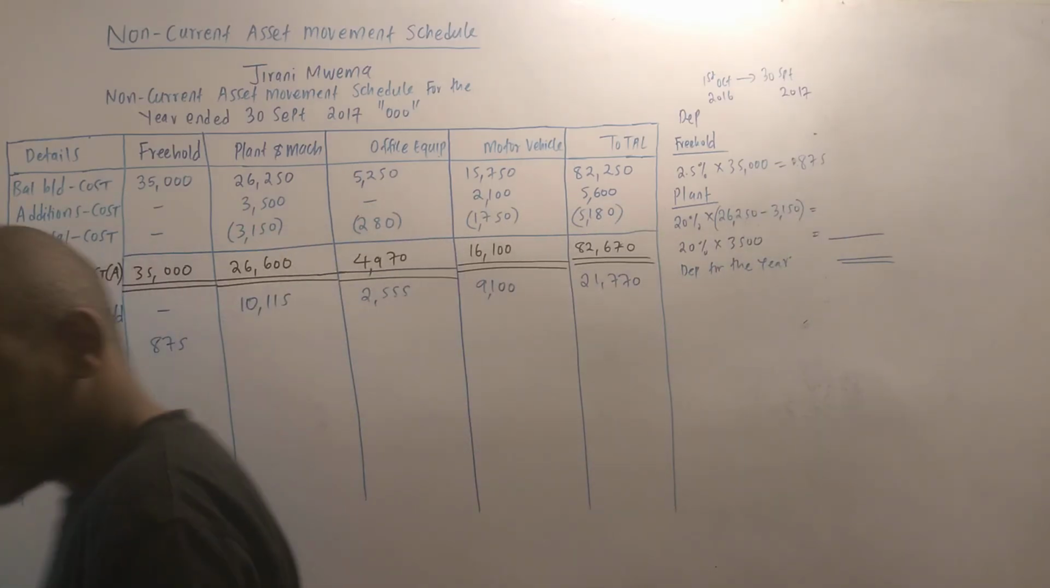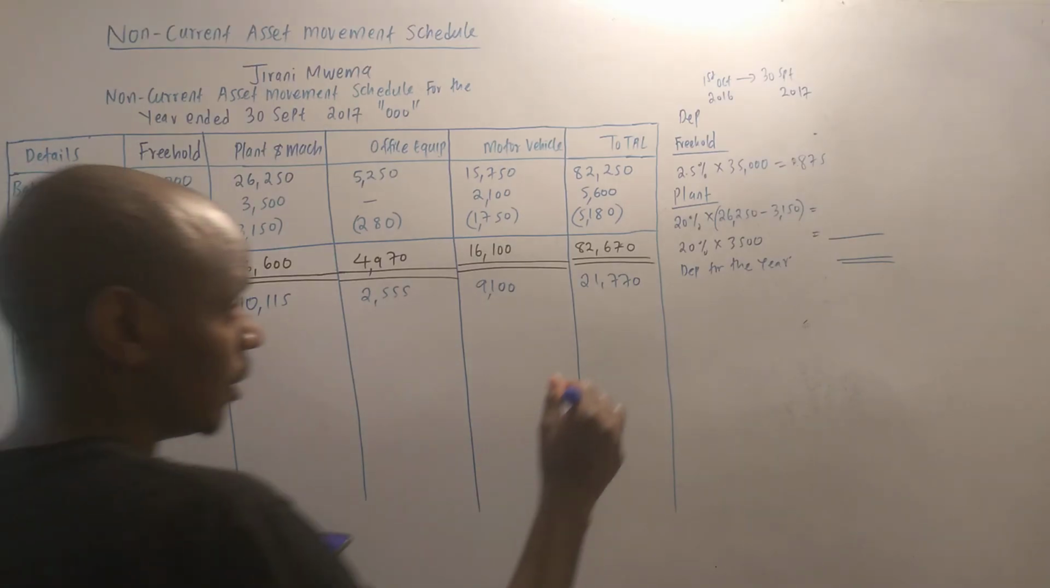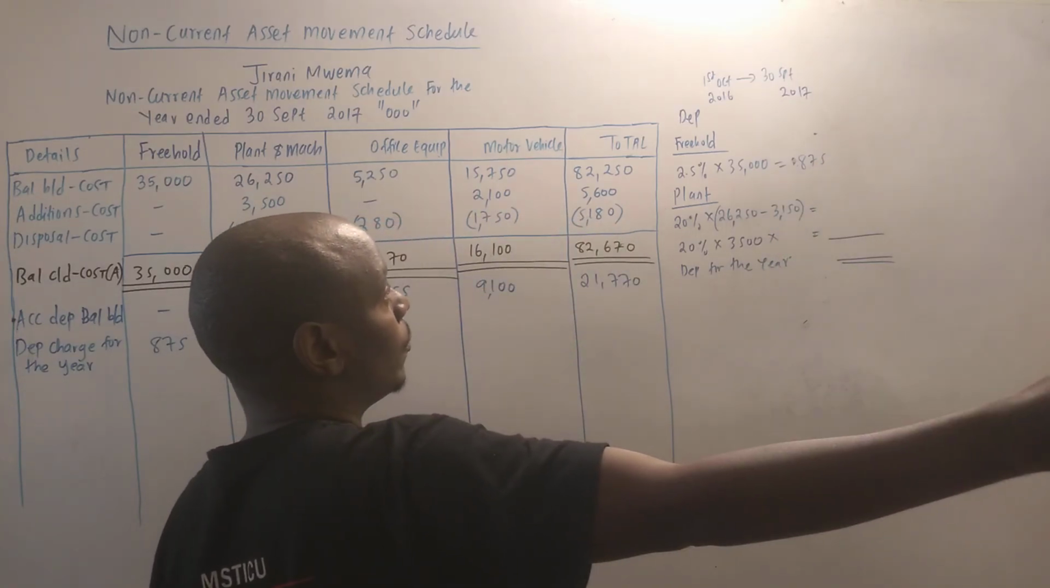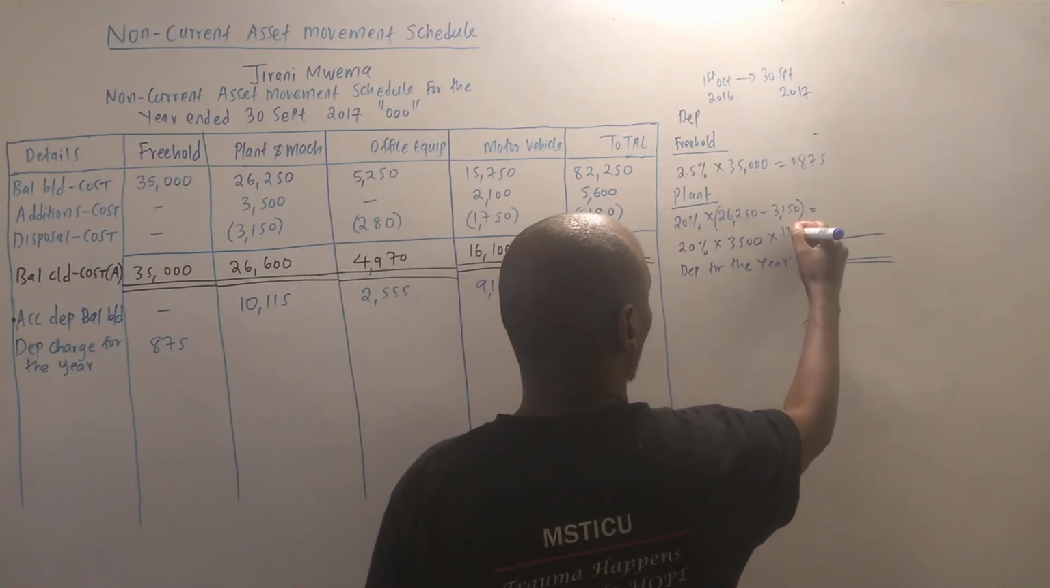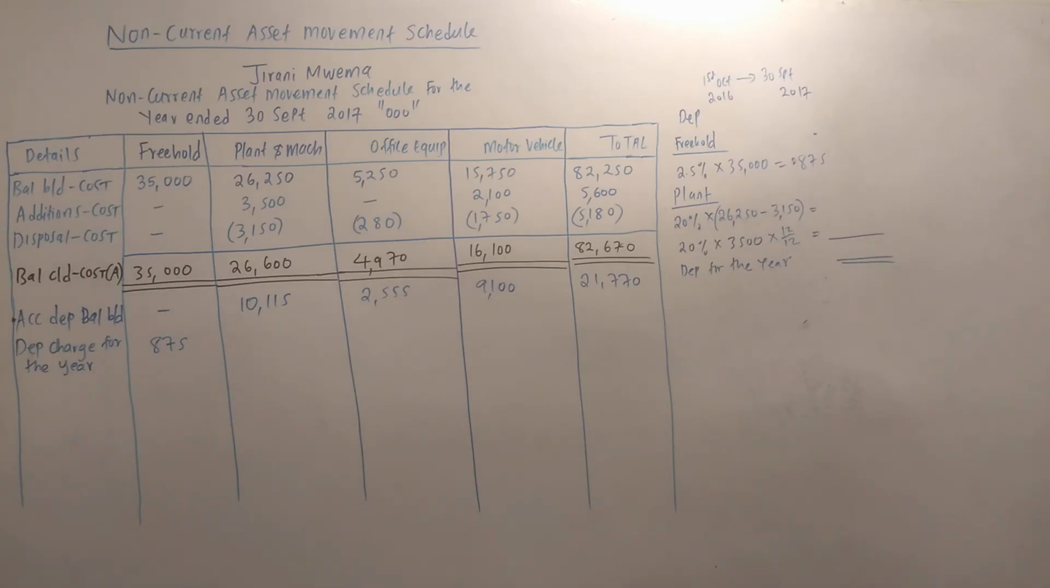Depreciation for the year. Now that item that was acquired was that 500. Let us prorate it. It was acquired on 1st October, so it will be there for the whole year. From 1st October 2016 to 30 September, that is 12 months. So 12 over 12, because it will be there for the whole year.